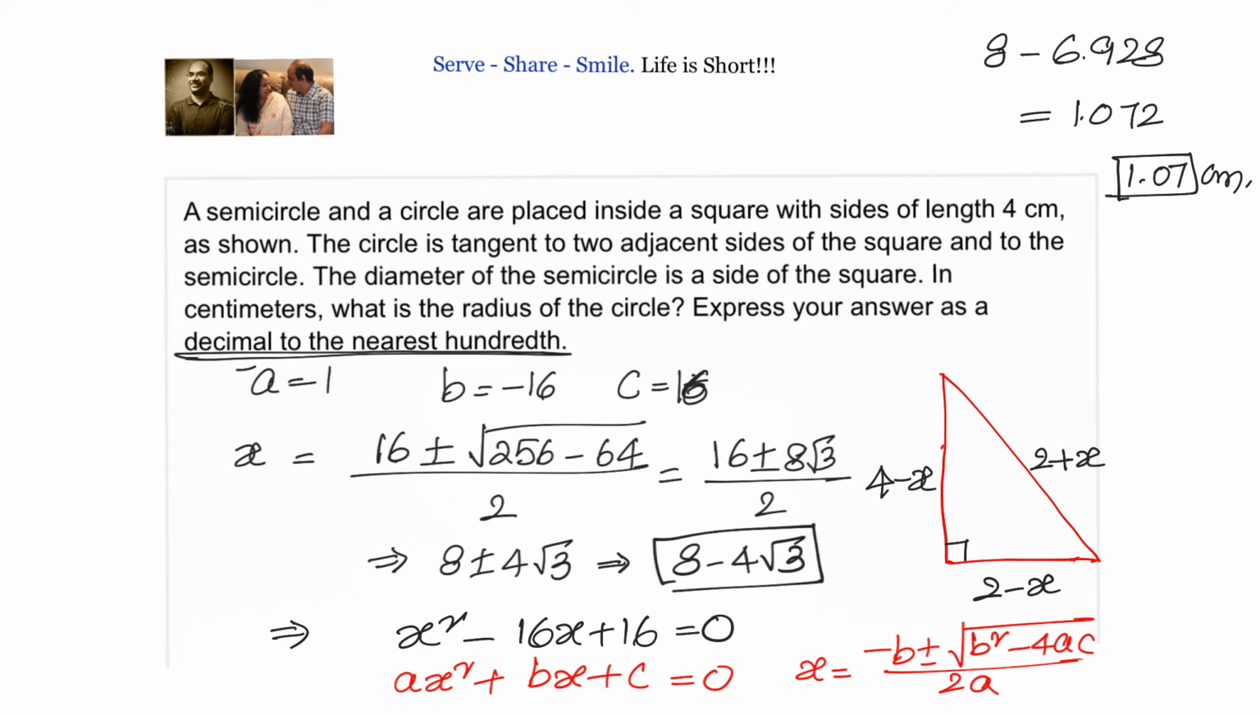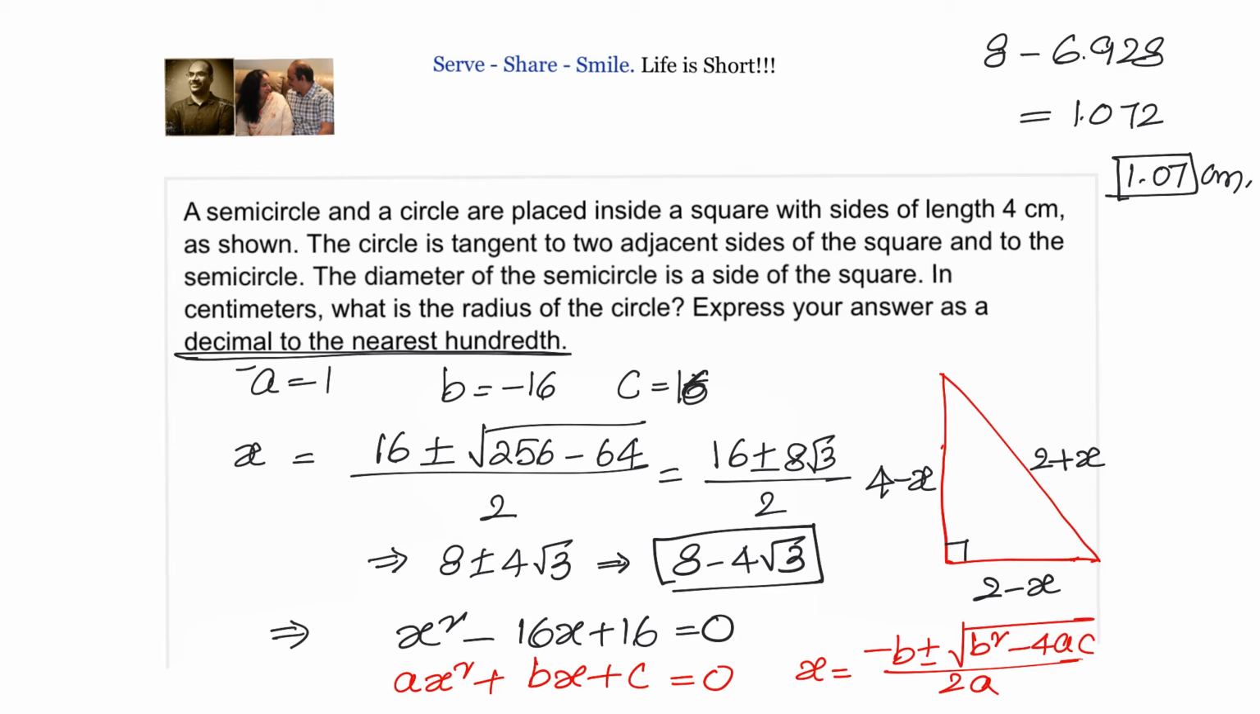So let's have a recap of this problem. Interesting problem. We have been given that a semicircle and a circle are placed inside a square with sides of length 4 cm as shown. The circle is tangent to two adjacent sides of the square and to the semicircle. The diameter of the semicircle is a side of the square. In centimeters, what is the radius of the circle? Express your answer as a decimal to the nearest hundredth.